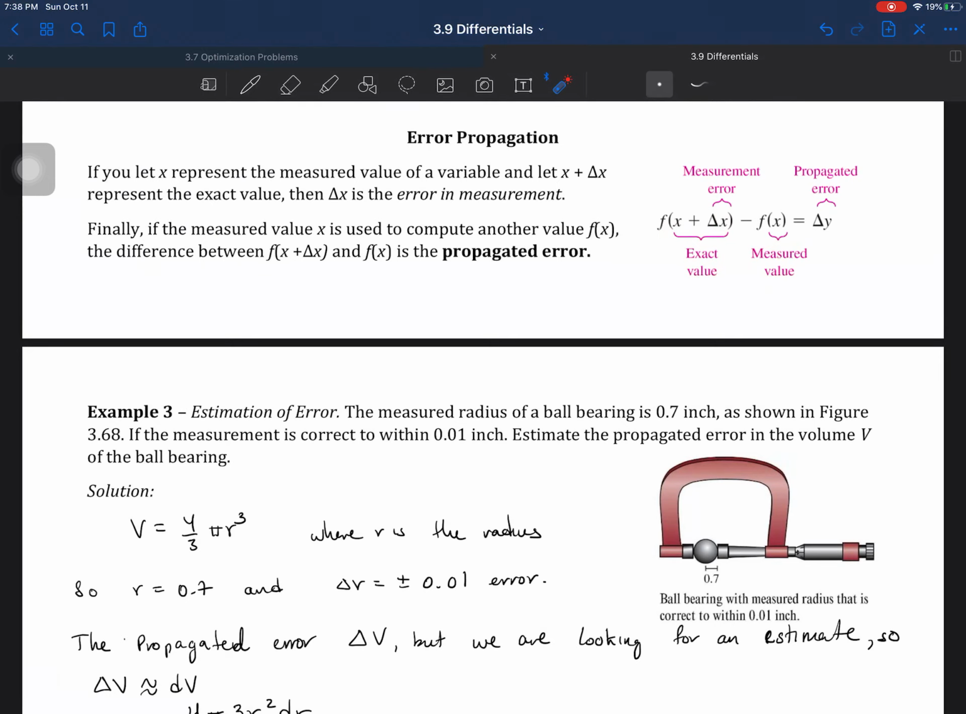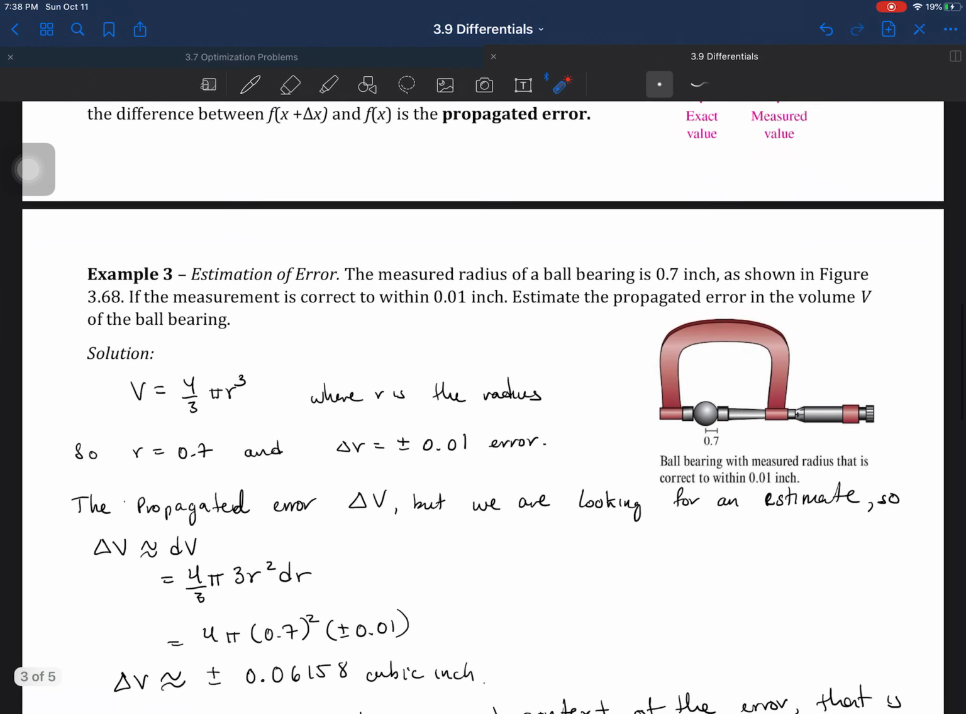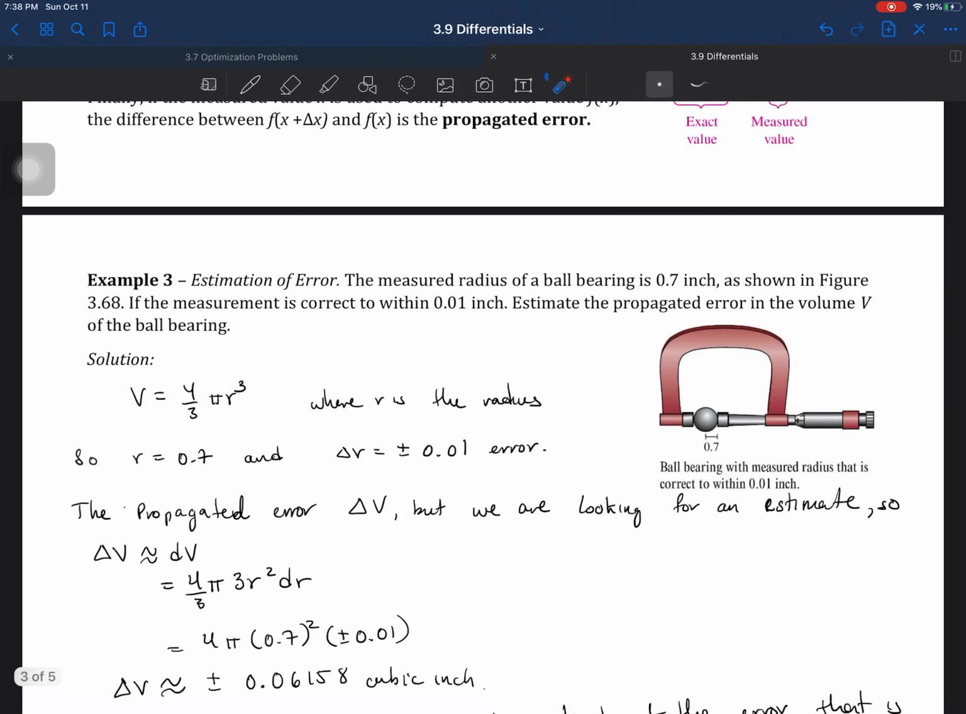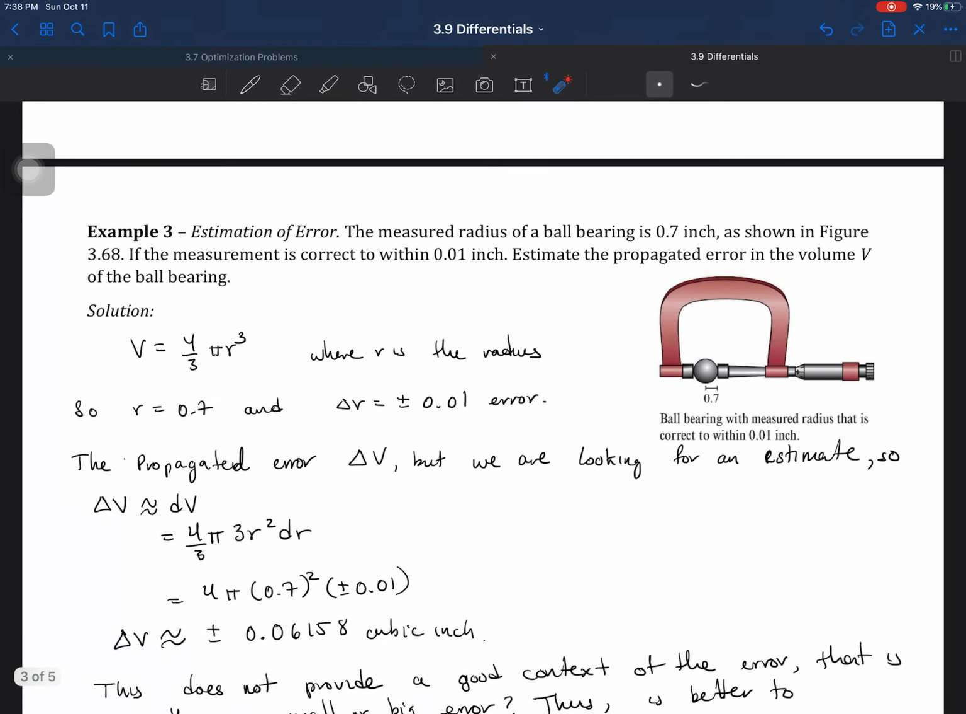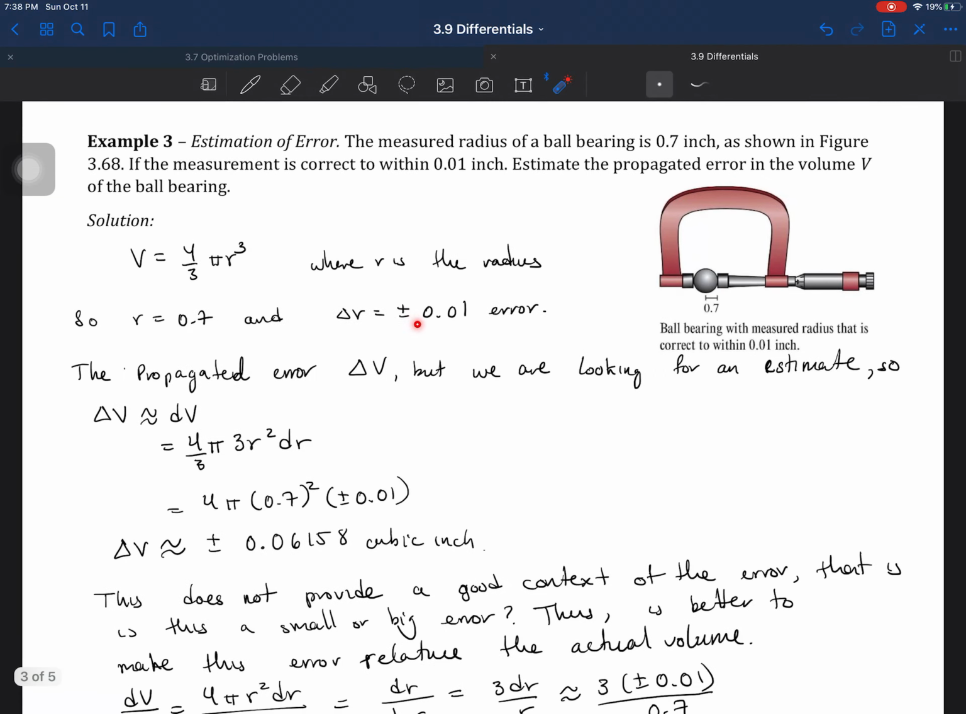Now, we don't have the function here, we only have the volume, right? But they're only asking us to estimate the propagated error. So we can estimate the propagated error of the volume by looking at the volume here. We know that this is going to be the volume of the sphere, where r is the radius and r is 0.7, and the error of measurement is within 0.01.